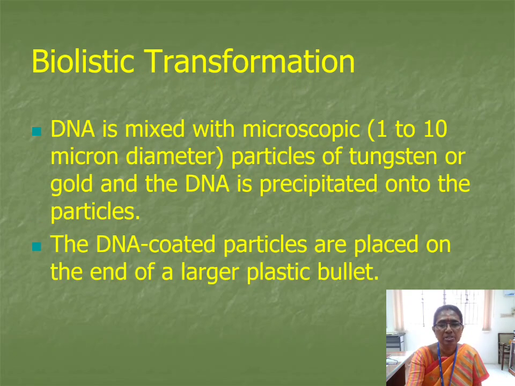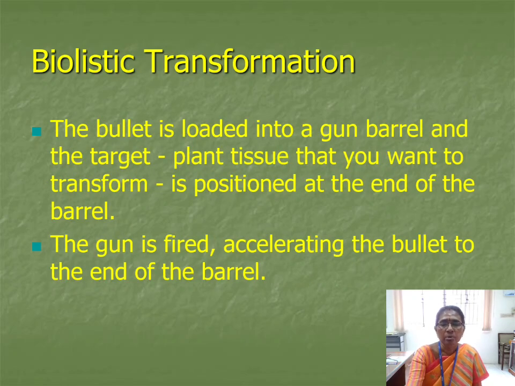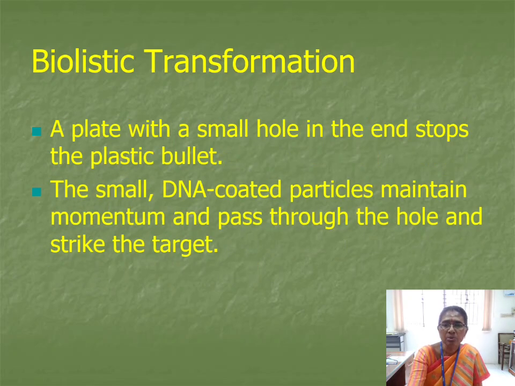In the case of ballistic transformation or the particle gun method, we mix the DNA that contains the gene of interest with microscopic particles of either tungsten or gold with a size of 1 to 10 micrometers, and the DNA will be precipitated onto the particles. The DNA-coated particles are placed on the end of a larger plastic bullet. The bullet is loaded into a gun barrel, and the target plant tissue that we want to transform is positioned at the end of the barrel. The gun is fired, accelerating the bullet to the end of the barrel. That's why the name is gene gun. A plate with a small hole at the end stops the plastic bullet, and the small DNA-coated particles maintain momentum, pass through the hole and strike the target tissue.